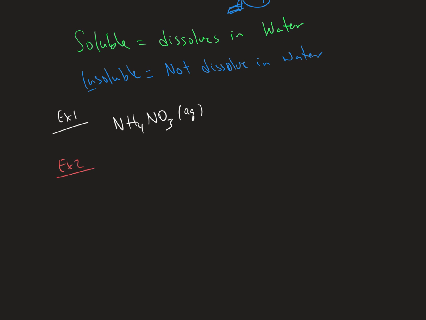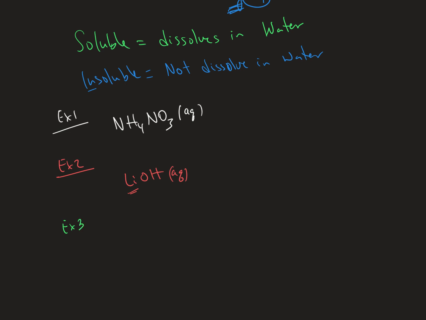Example 2. Lithium hydroxide. Aqueous or solid? What makes it aqueous? Lithium is a group 1 ion. Always soluble. Good. And hydroxide is not an exception. And there's no exceptions for group 1. That's right.